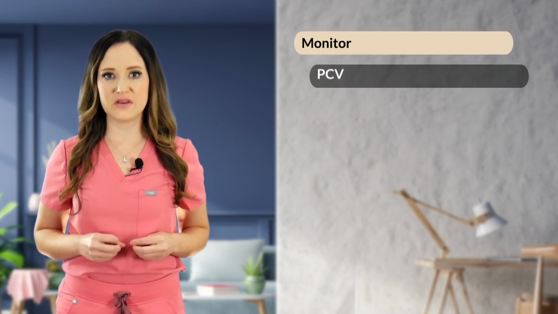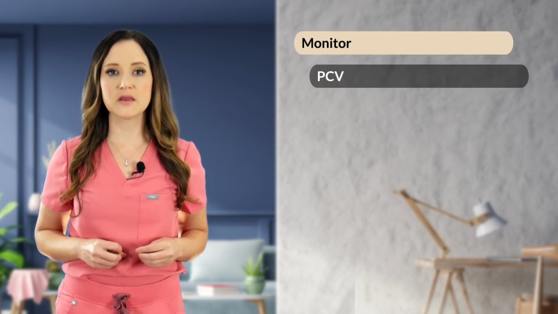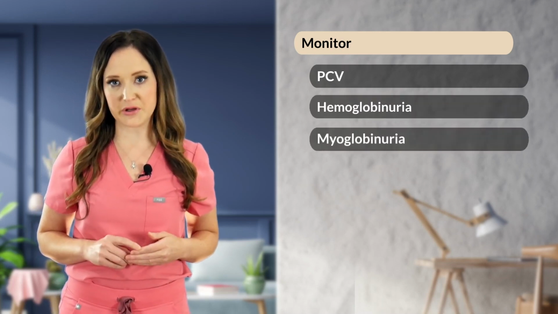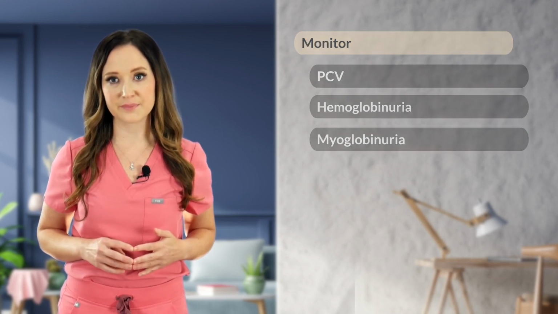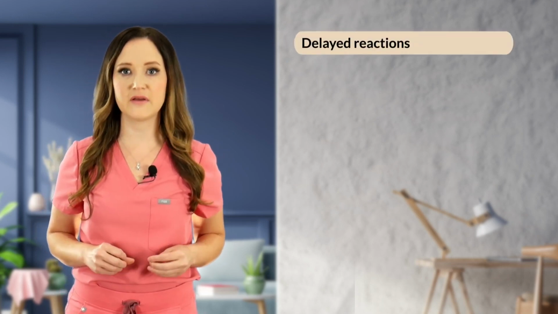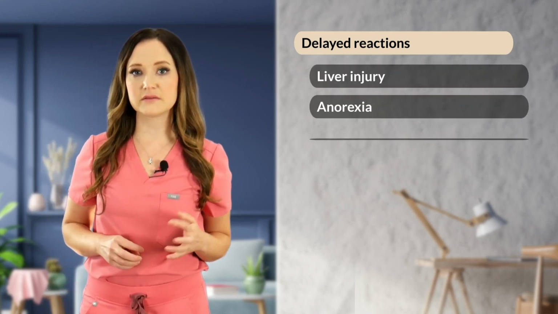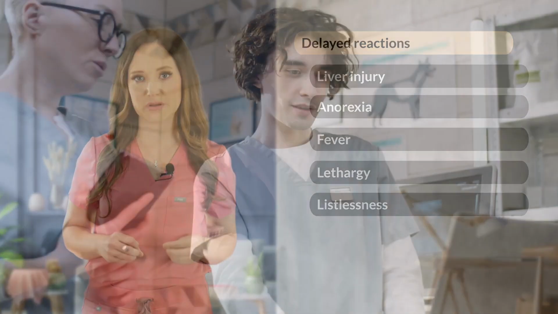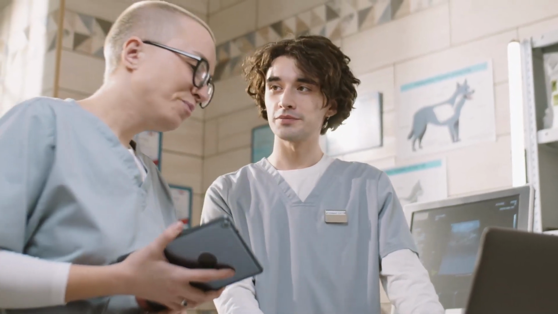We should do serial PCV and urine color monitoring to look for presence of rapid drop in red blood cell counts, as well as hemoglobinuria and myoglobinuria suggesting kidney injury. We also will want to culture and do a cytology of the blood bag from the donor blood. Transfusion reactions can potentially be delayed and can sometimes, unfortunately and scarily, manifest weeks to months later. This can look like acute liver injury, anorexia, fever, lethargy, and listlessness. We want to review the patient's history closely and see when the last time they had a transfusion was.